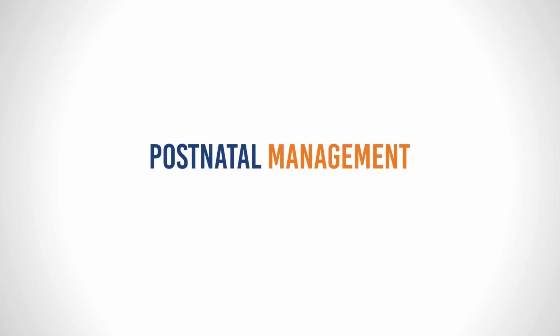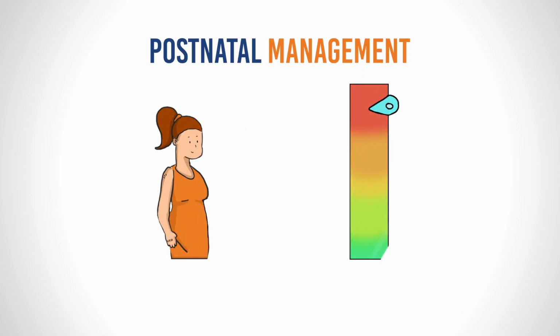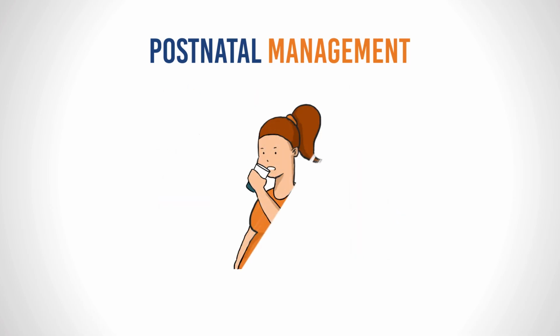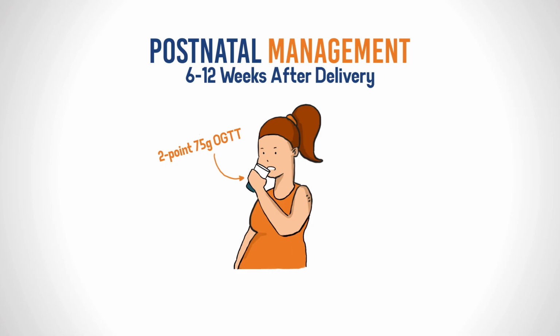Postnatal management. Plasma glucose levels revert to pre-pregnancy levels 6 weeks after delivery. It is recommended to have a 75-gram OGTT performed between 6 to 12 weeks after delivery to reassess glycemic status using non-pregnancy thresholds.